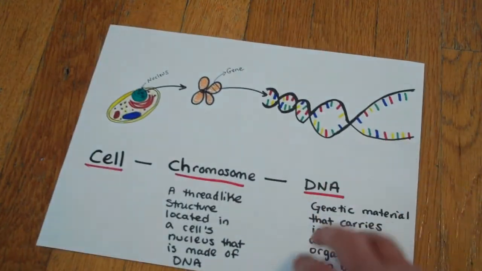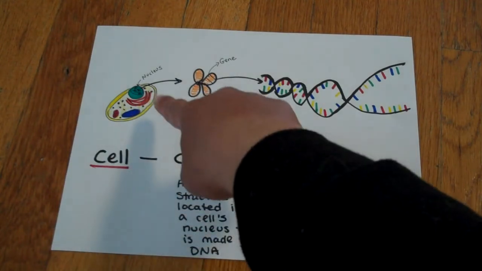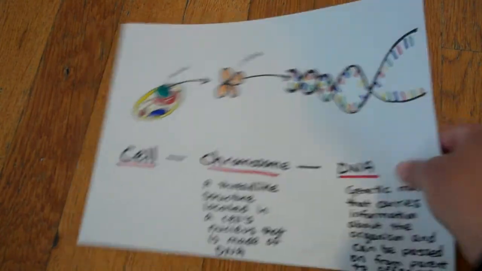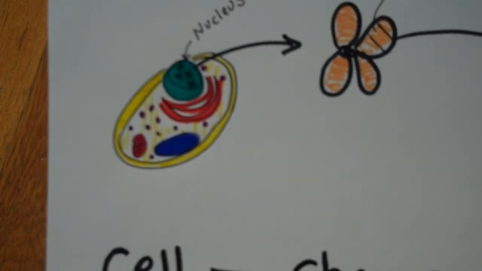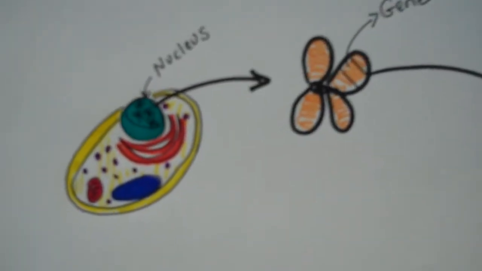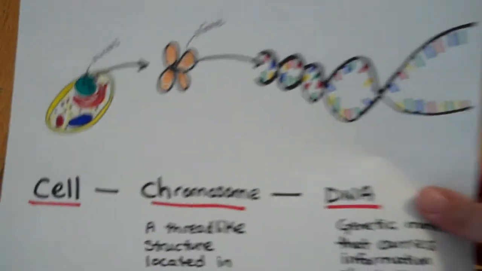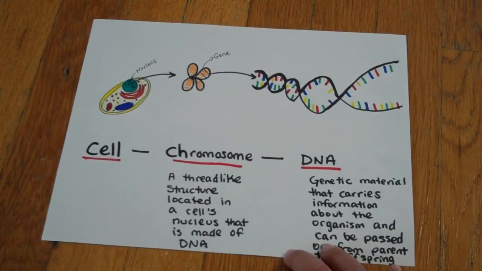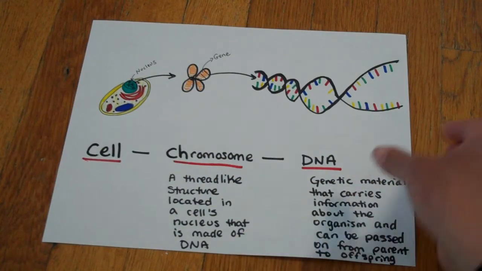Let's look at this connection between the cell, chromosome, and DNA. A cell has organelles inside. I'm going to bring this closer so we can take a look. Notice that the cell has one of the organelles labeled, and inside there are these little X's inside of the nucleus. We're going to zoom out to look at those, and those are called chromosomes. Chromosomes are thread-like structures located in a cell's nucleus that are made up of DNA.